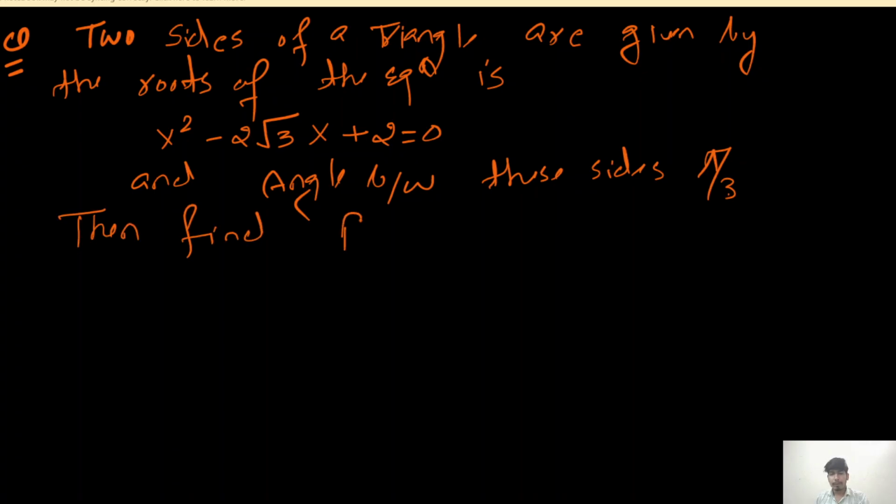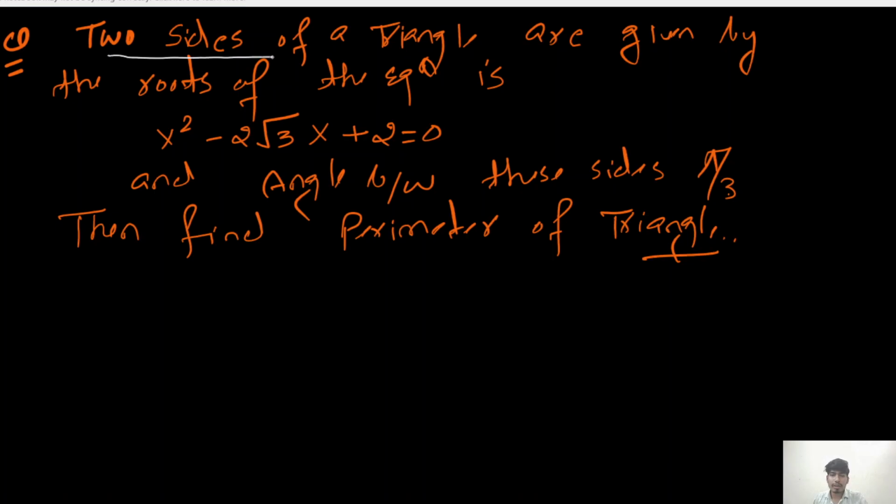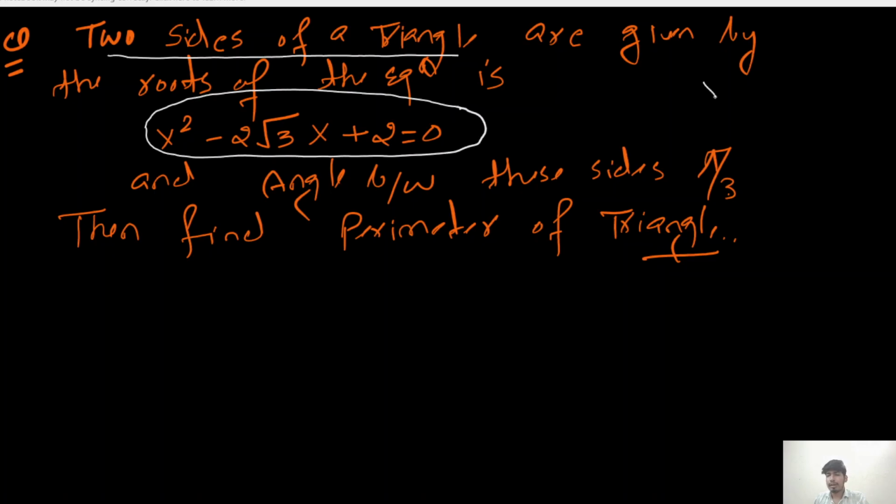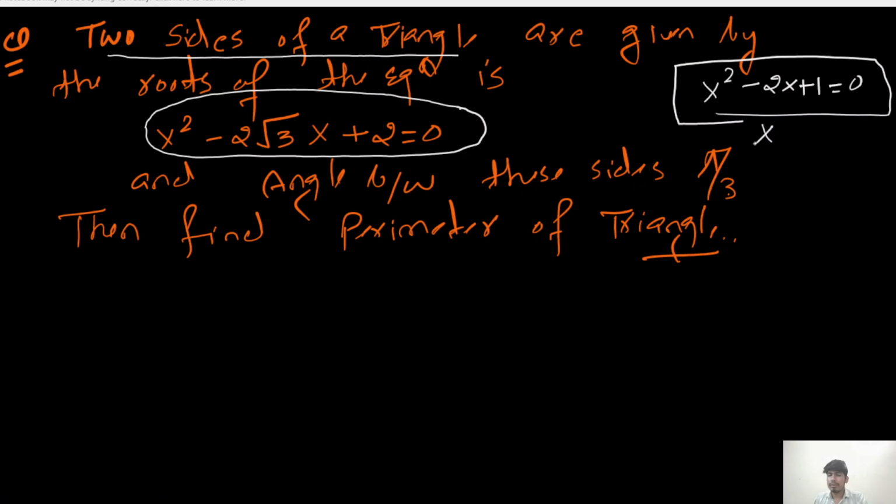Then find the perimeter of the triangle. Okay, students, this is our question. Let's solve this. Read the question. Two sides of a triangle are given by the roots of this equation. Means if I say x square minus 2x plus 1 equal to 0, and the roots of this equation are sides of the triangle, then simply x is equal to 1, 1, both the sides are 1, 1. And the angle between these two sides is pi upon 3. Then we have to find the perimeter of the triangle.